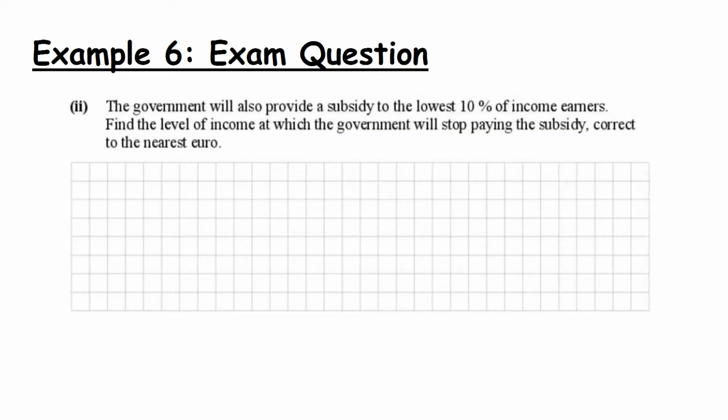So on to part 2 of this question. So in this part, we're going to see how maybe we sometimes have to work backwards to find our z value given the probability. Okay, so in this case, they've said the government will also provide a subsidy to the lowest 10% of income earners. Find the level of income at which the government will stop paying the subsidy, correct to the nearest euro. Now, so the lowest 10%.